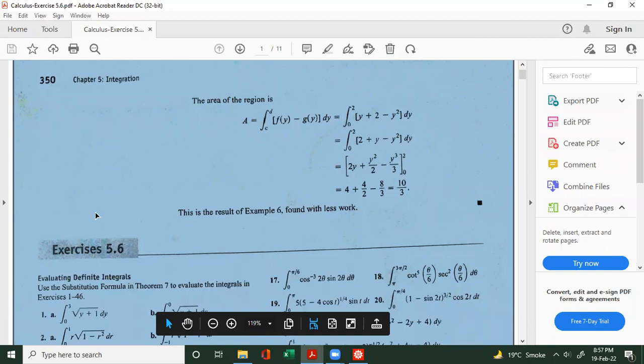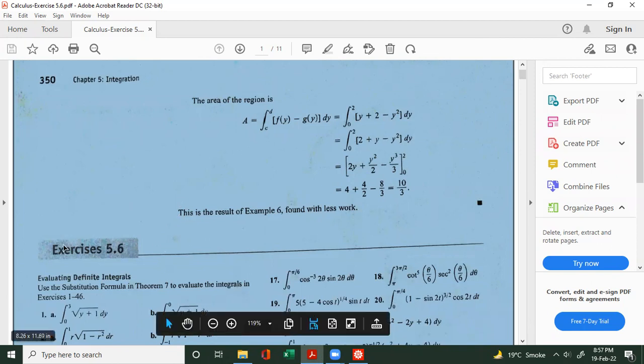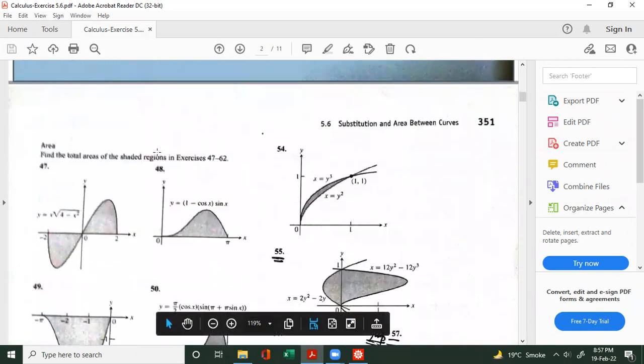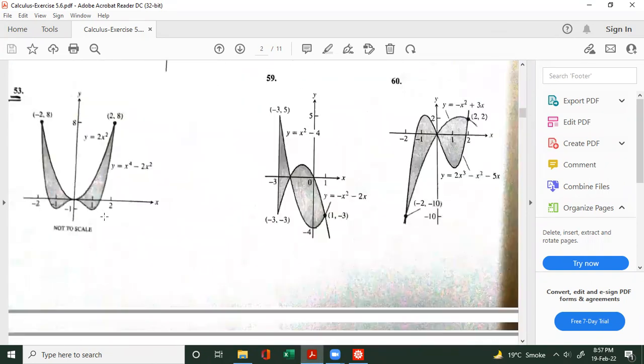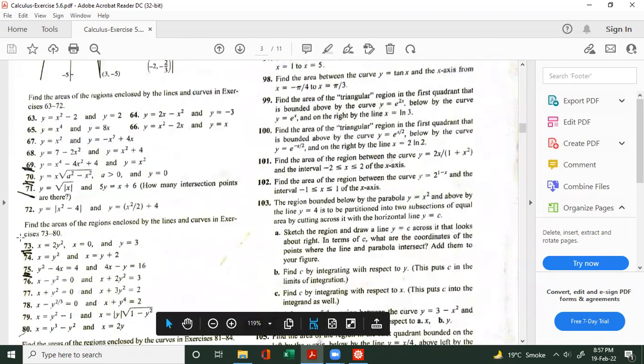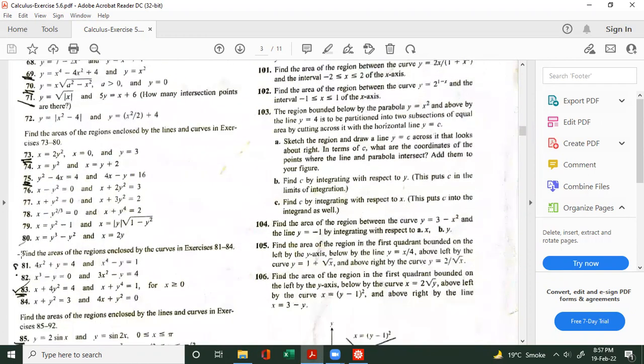Today we will study how to find the area between two curves. As we have already discussed, we started exercise 5.6, where we solved multiple questions on finding the area between two curves. So today I will discuss some more questions, but with the help of a mathematical software named Mathematica.